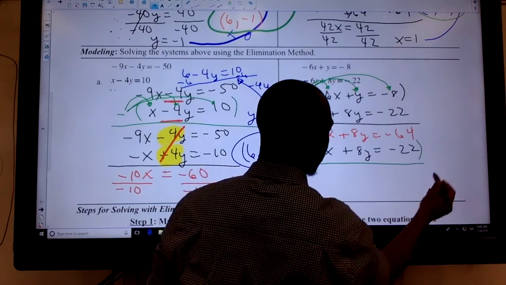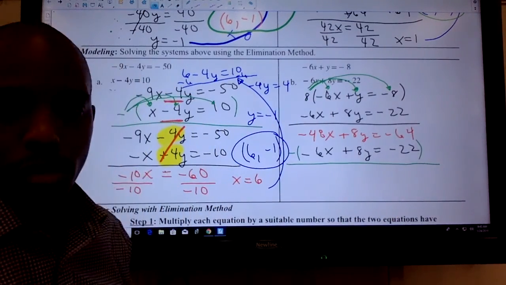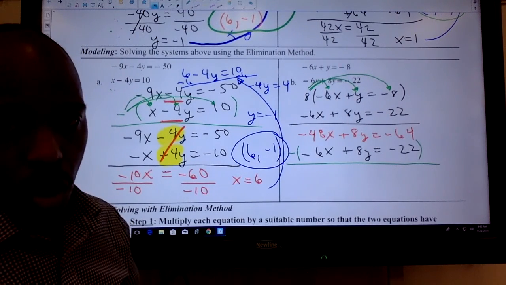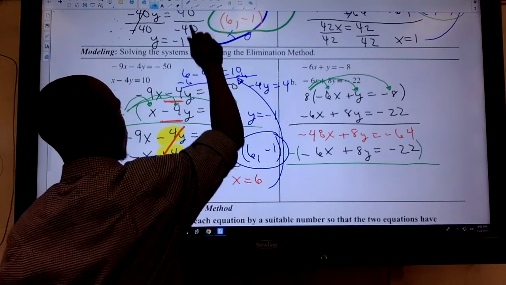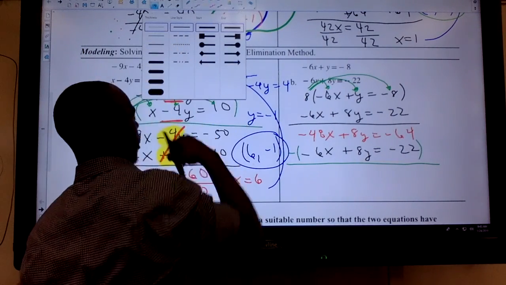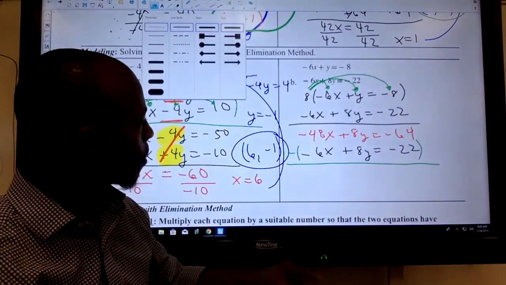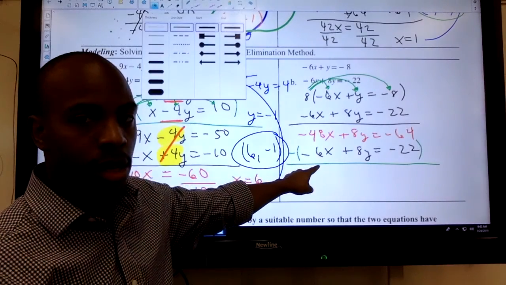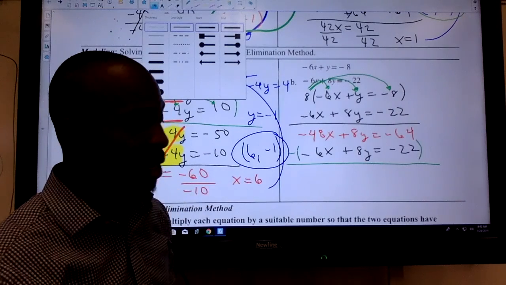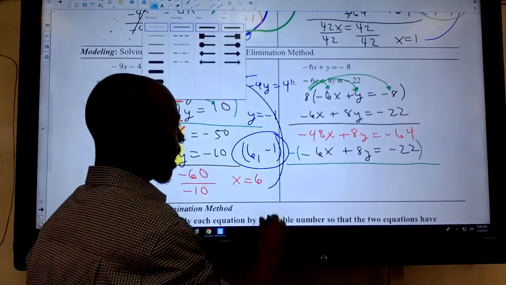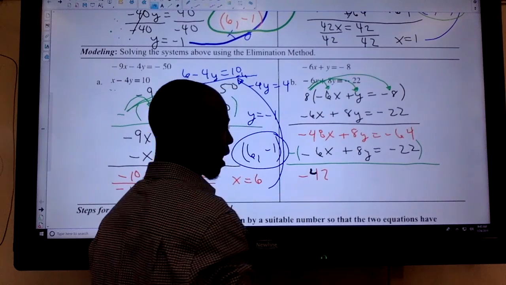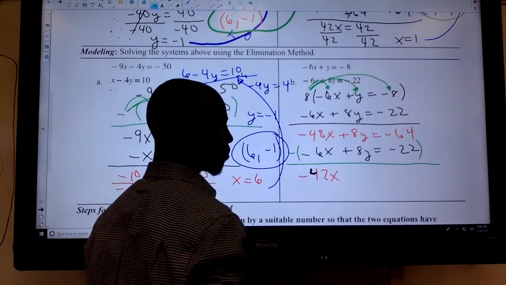When I go to subtract the second one from the first one, remember, we are going to change all the signs. All the signs are going to be changed, right? I'm going to do this step just a little quick, just so you can see it. But when I change this sign, it becomes a positive 6x now. Positive 6x added to a negative 48 gives me negative 42x.